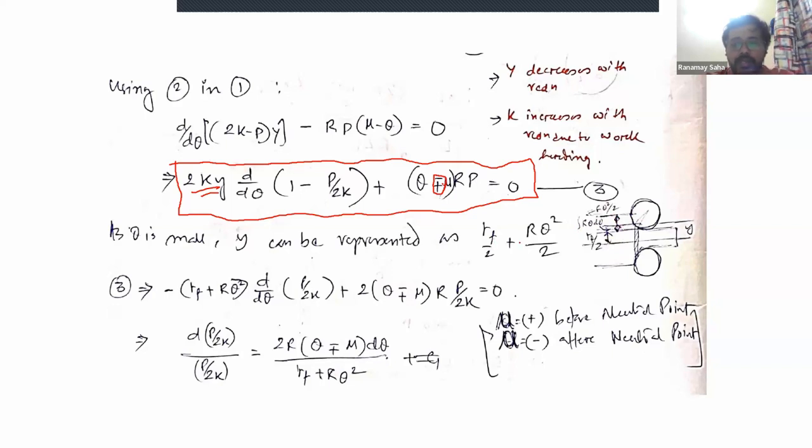So the total distance, in that case, y can be represented as pf by 2 plus arc theta square by 2. So the total is arc theta square by 2.